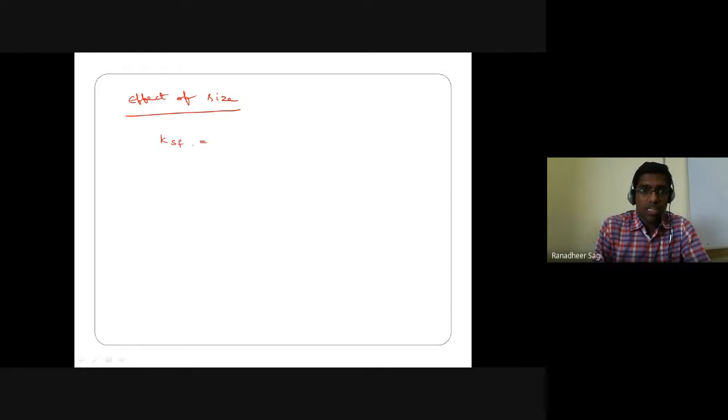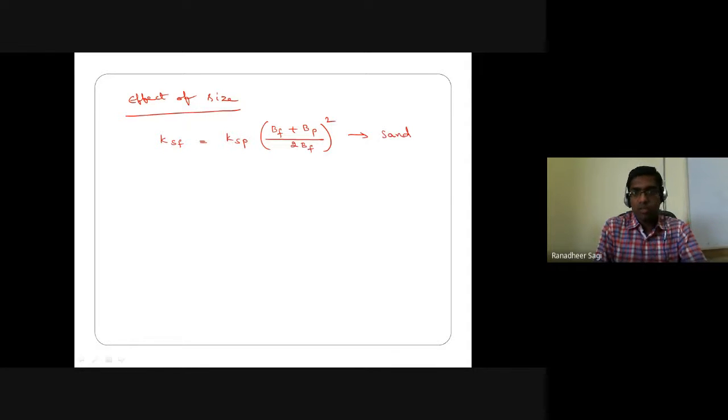So the modulus of subgrade reaction value in the case of the footing is nothing but the modulus of subgrade reaction value you have got from the plate load test, into the width of the footing plus the width of the plate, divided by 2 times the width of the footing, whole square. This expression is what we are going to make use of in the case of sandy soil deposit, and we have another expression, like KSP into width of the footing by width of the plate, which is used in the case of clayey soil deposit.